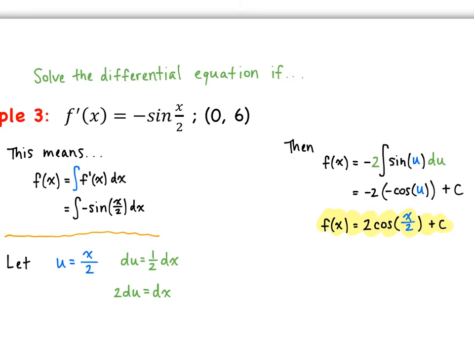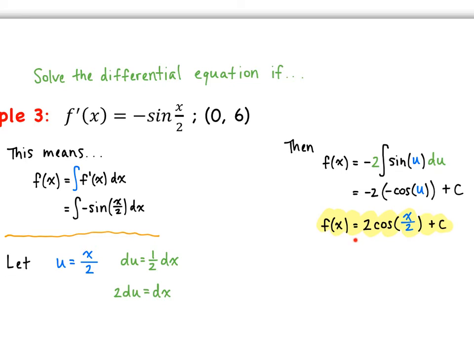Okay, so we make our substitution and we move things around. So we get f of x is equal to -2, I just pulled this negative coefficient out of the integral, sine of u du. Well, integrating sine, we get negative cosine of u. And now don't forget that plus c, because this is not a definite integral.